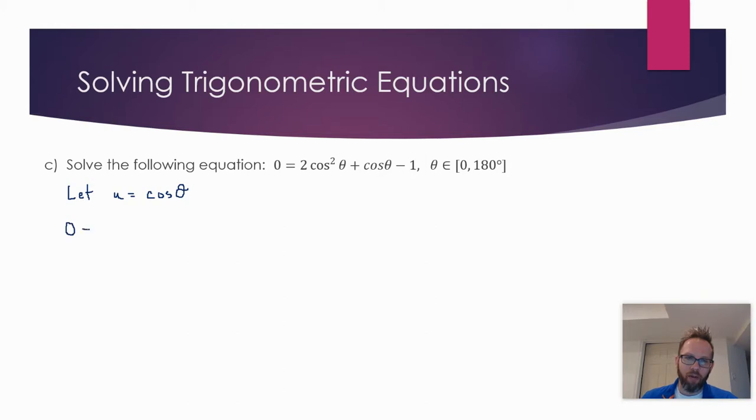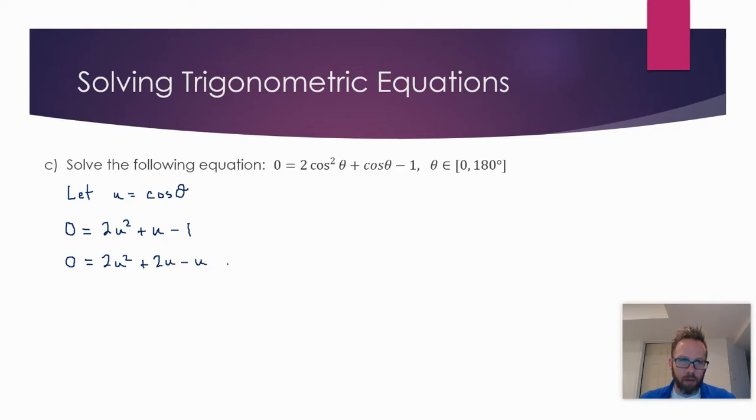And then our equation becomes 0 equals 2u squared plus u minus 1. And now that equation looks more familiar. That's a quadratic equation. We could solve that by factoring or with the quadratic formula. This one I've cooked up, we can solve by factoring. So let's do that. Numbers that multiply to 2 times -1, which is -2, and add to 1. Those two numbers are 2 and -1.